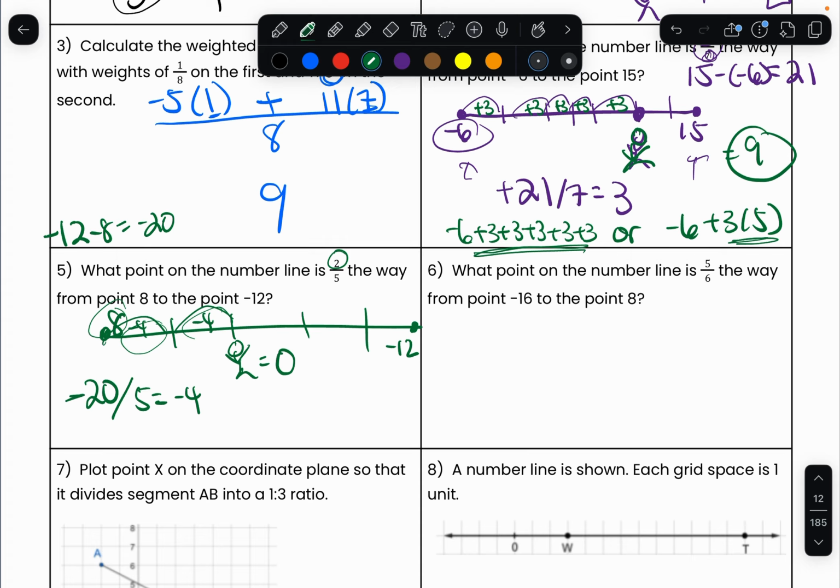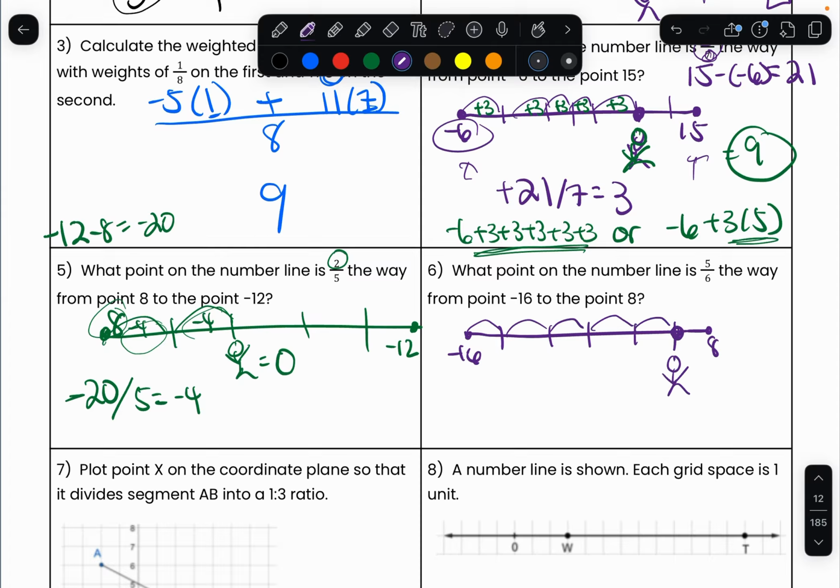Now, let's look at question number 6. It says, what point on the number line is 5/6 of the way from -16 to 8? Again, I'm going to draw my number line, from -16 to 8. Now, if I'm 5/6 of the way there, this means I'll have a total of 6 blocks. And 5/6 of the way means I will have already traveled 1, 2, 3, 4, 5. I will be right here. This is where my little person is.